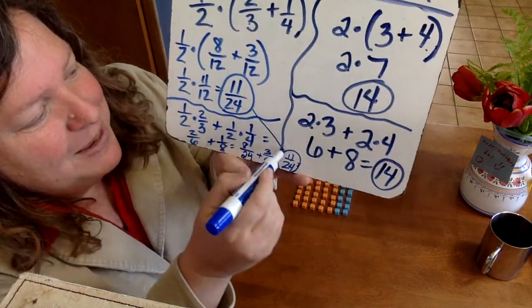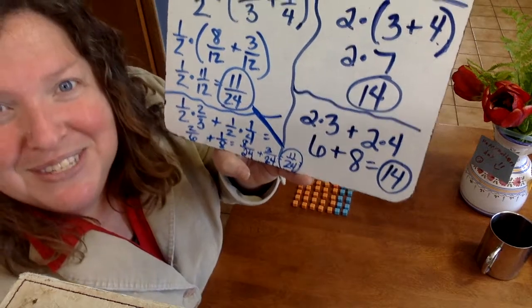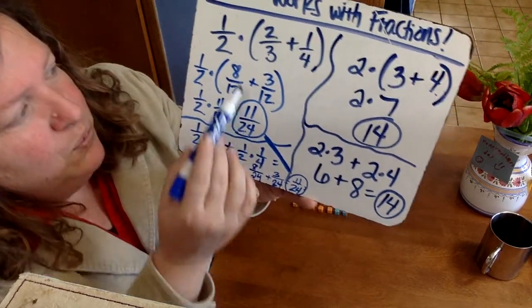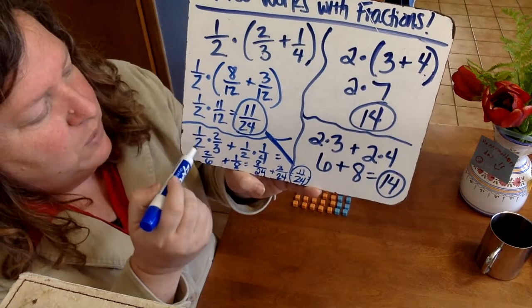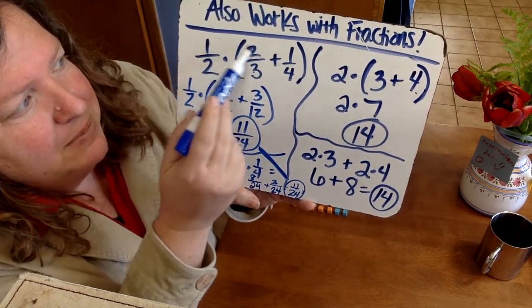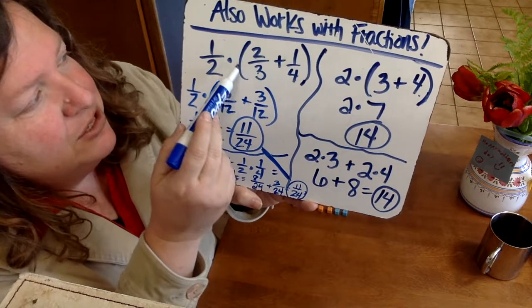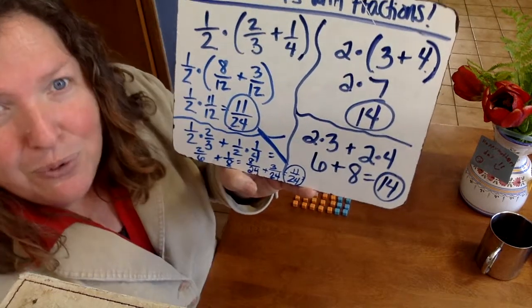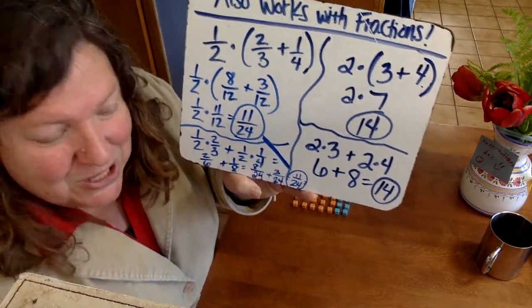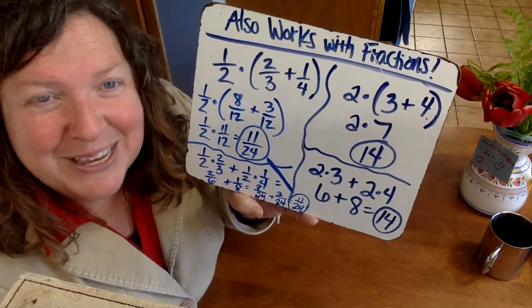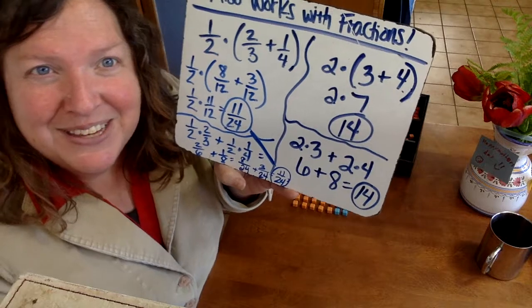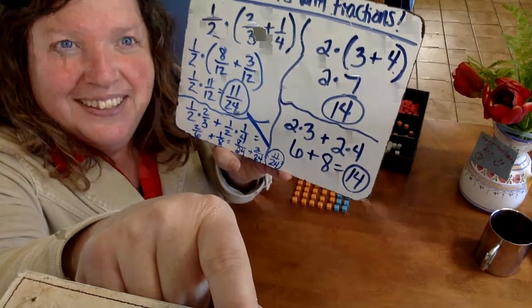Notice that we got the same answer there. We used the distributive property to redistribute this factor 1/2. We redistributed 1/2 times 2/3, and then we redistributed a half times a fourth, and we got the same answer. So the question is, does the distributive property work on fractions? Absolutely. It works exactly the same as on whole numbers.